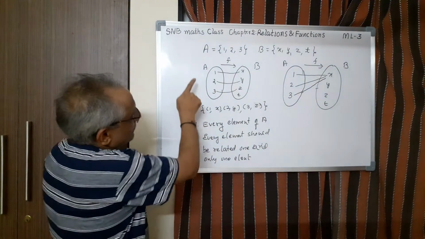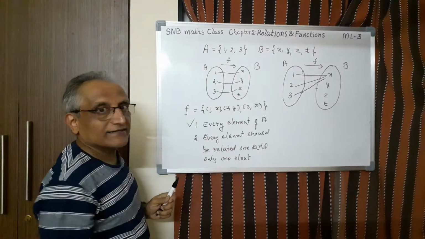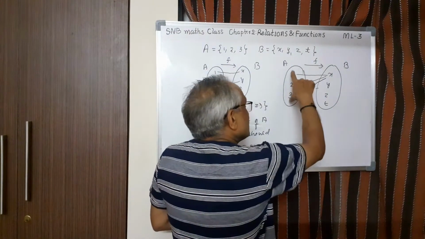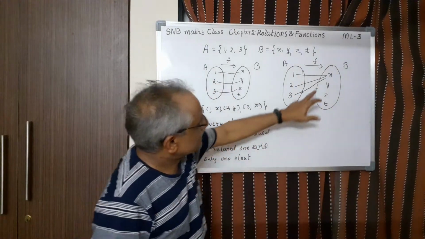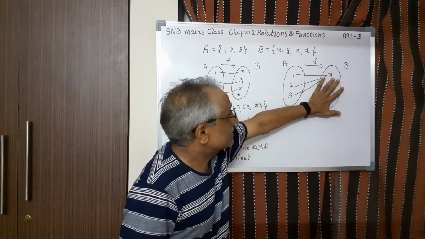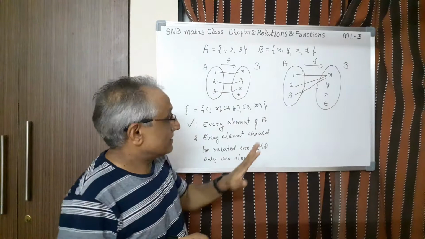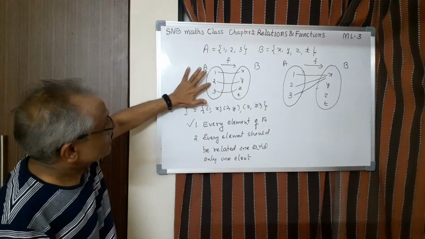There is the first condition. Second, element 1 should not go to 2. So there should not be 2 arrow marks from one element. Here, different elements can go to the same. And the other one is here, many elements may be left out in the codomain. That is not a violation. Here also. But here no element should be left out.